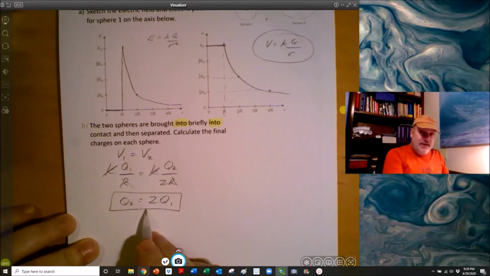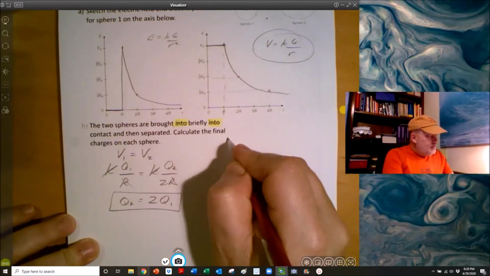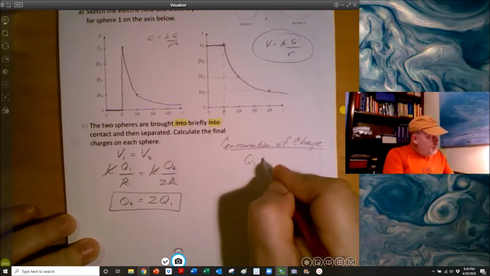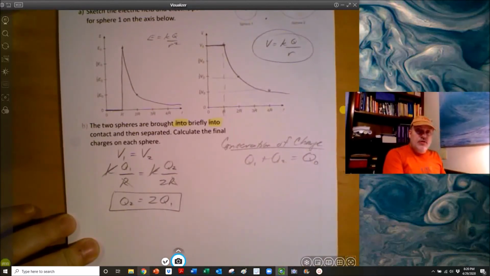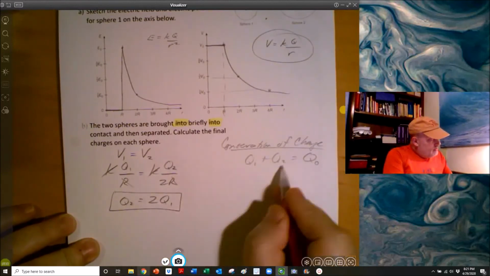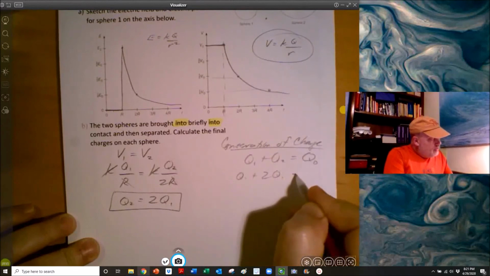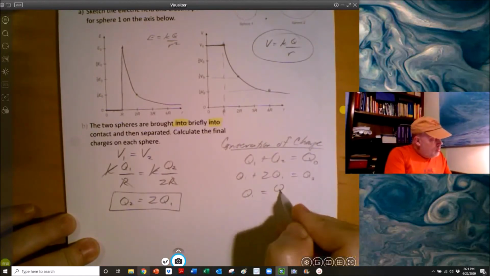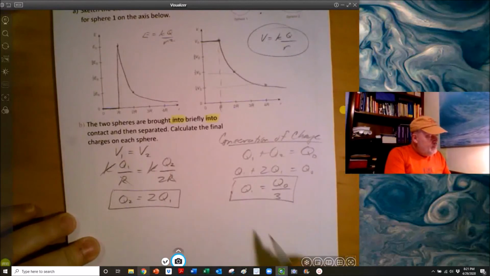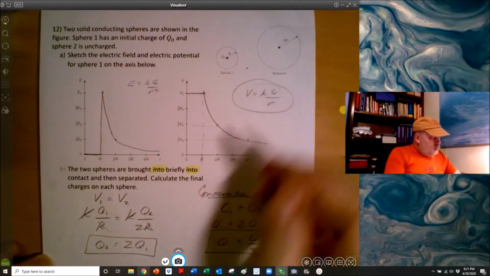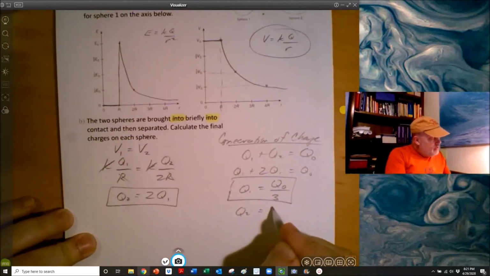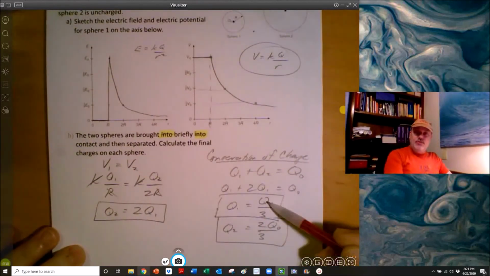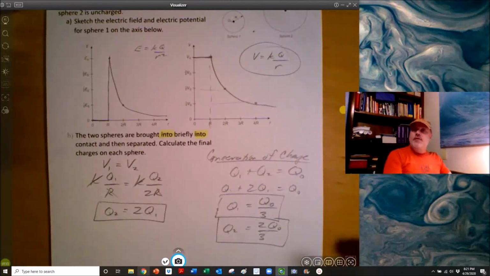But how much exactly of the original? Well, our other condition is conservation of charge. This is huge. Q1 plus Q2 must equal the original Q0 that we started with. So if I plug this in for Q2, I get Q1 plus 2Q1 equals the original. So that means that Q1 will equal 1/3 of the original. And since Q2 has twice of Q1, that means Q2 will equal 2/3 of the original. And that makes total sense. Q2 is twice as big as Q1, and when we add them together, we get Q0, the original charge.